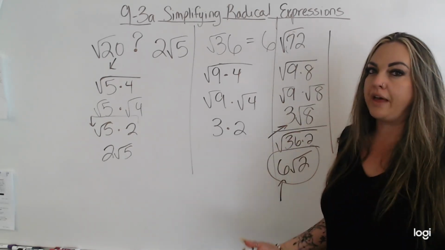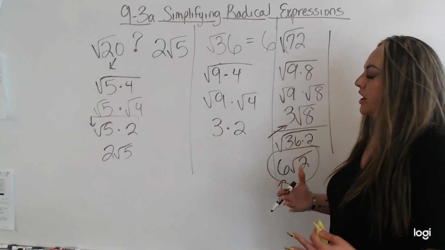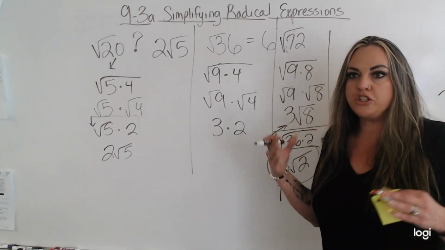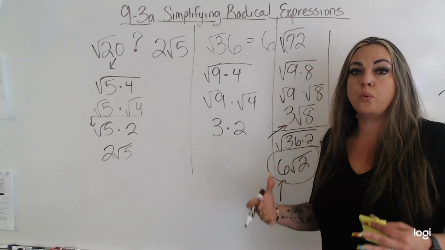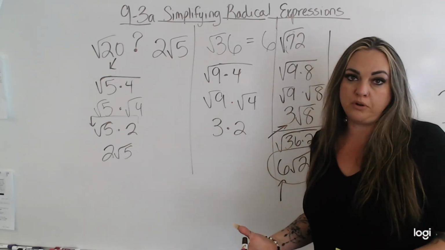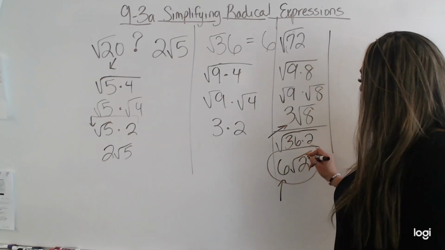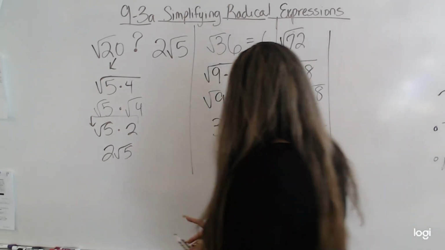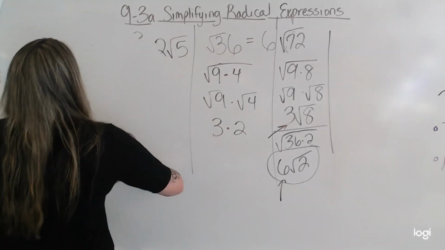How are you going to know that? Well, always try to think of the list. If you need to, list the factors of the number and choose the largest perfect square number that you can. You want the largest perfect square to factor out. Okay.